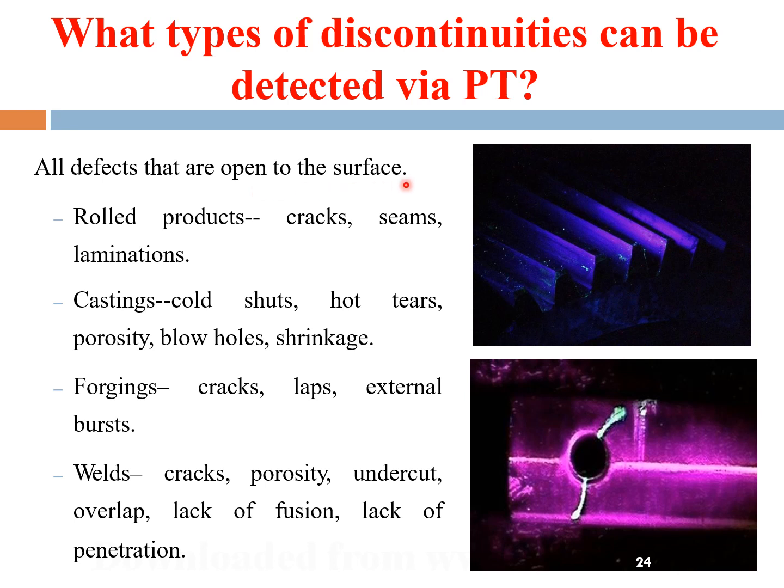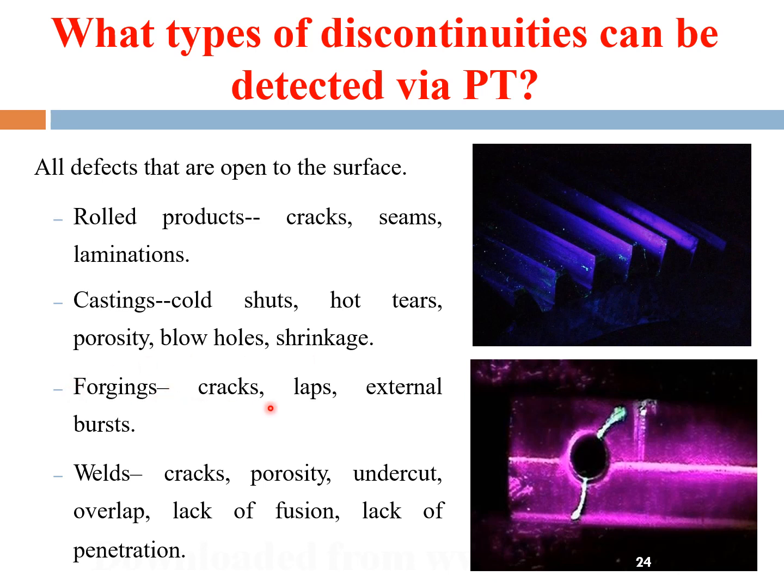All the defects that are open to the surface can be detected. For example, in the rolling process, you have cracks, seams and laminations, all of them can be found out. In casting, there will be cold shut, hot tears, porosity, blowhole, shrinkage. All these defects you have studied in your manufacturing technology classes. For casting defects, all these discontinuities can be detected using the dye testing method.